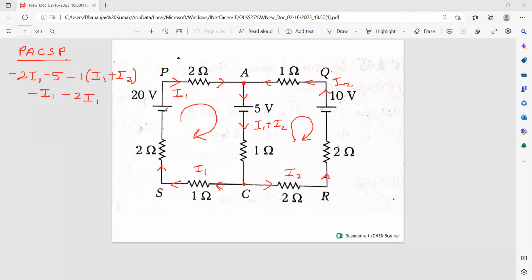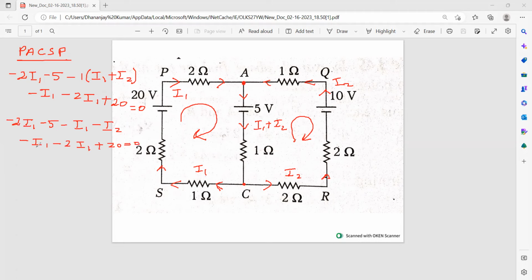Then we have this 20-volt battery. We are moving from the negative terminal of the battery to the positive terminal, so there is a rise of voltage, plus 20, is equal to 0. Now we just have to solve this. This is -2 I1 minus 5 minus, open the bracket, I1 plus I2, minus I1, then minus 2 I1, plus 20 is equal to 0.